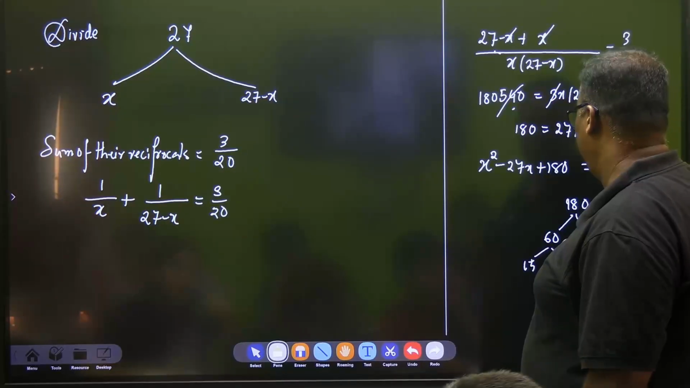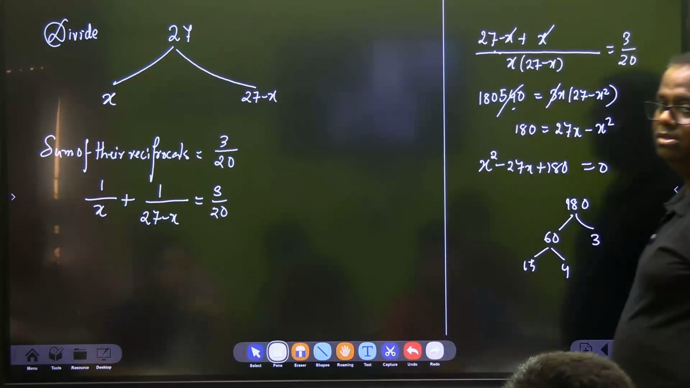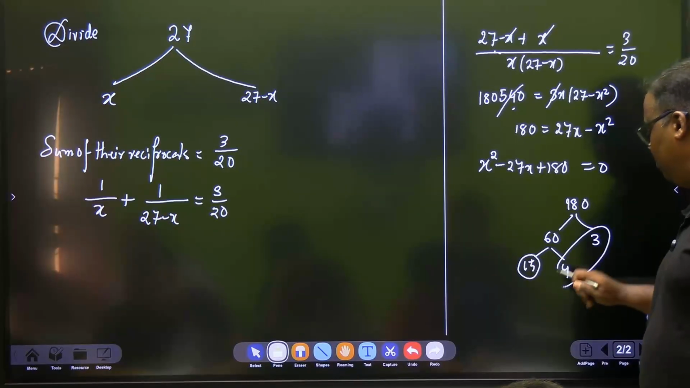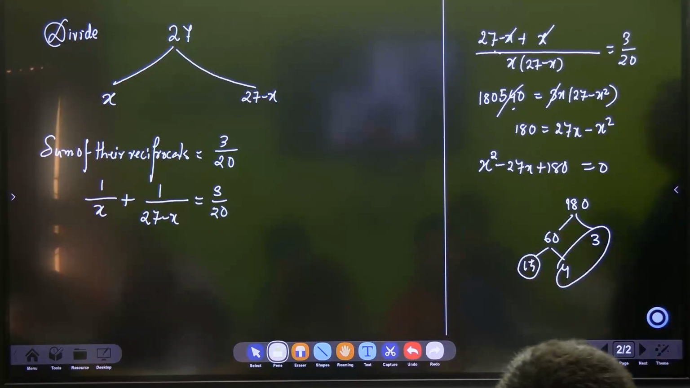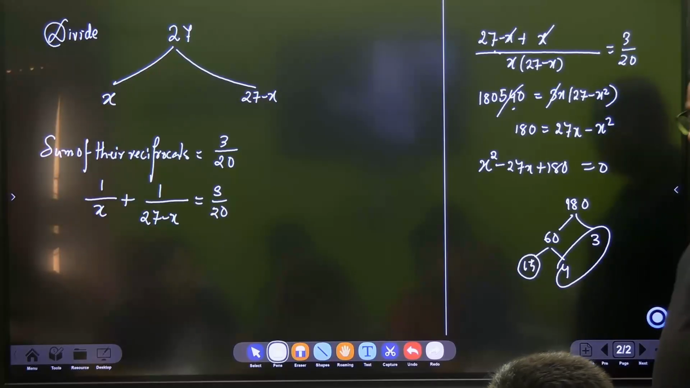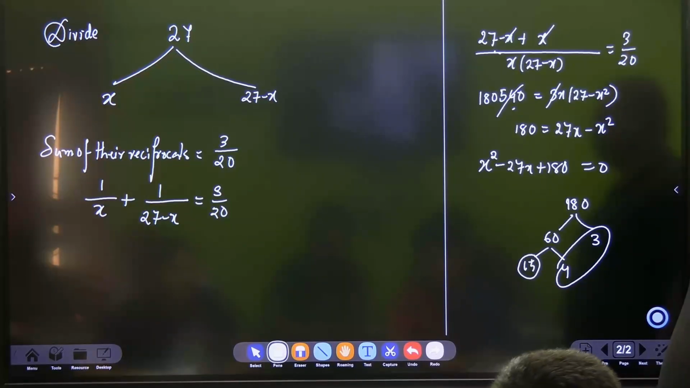So this is 12, this is 15. Got it, see. So this is 15 and these two make it 12. 12 and 15 will give you 27. And 12 and 15 also give you 180. See, factorization is the easiest way. If this does not work and you think you're wasting time, then you can always take up the big formula.